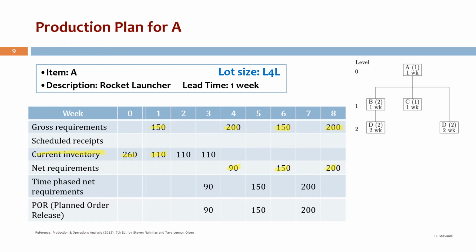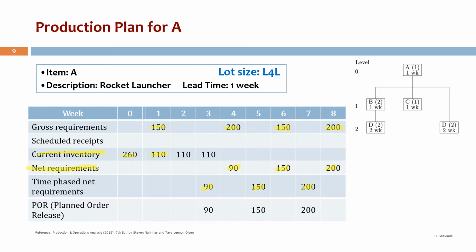So this is our net requirement for our product, and since the lead time is just 1 week, we go 1 week back in our time schedule. So we need to actually start producing 90 items at week 3 in order to have 90 items completed for week 4, and so on.